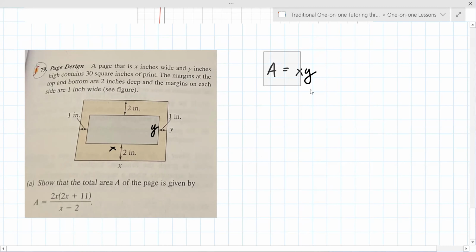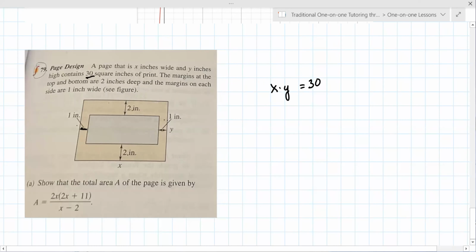Up here at the top is x plus 1 plus 1, these right here, and then the Y over here. I guess they do give you Y. I'm so sorry, I'm really losing it here. Okay: a page that is X inches wide and Y inches high contains 30 square inches of print. So they're telling you X times Y equals 30. The margins at the top and bottom are 2 inches. They're labeling that. Left and right is that.